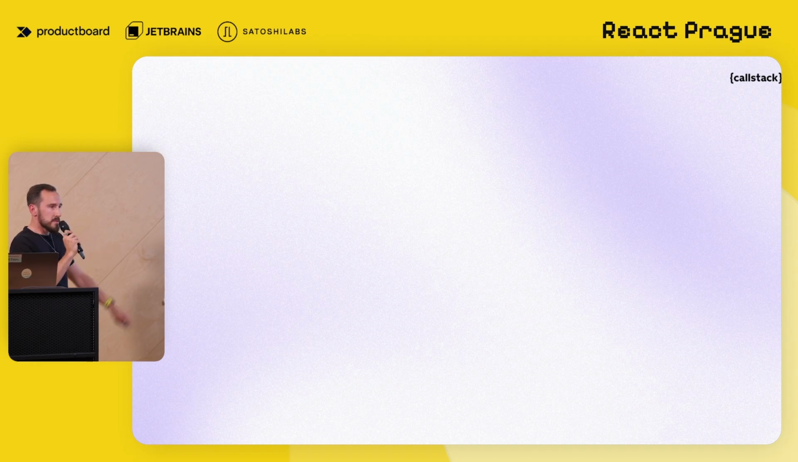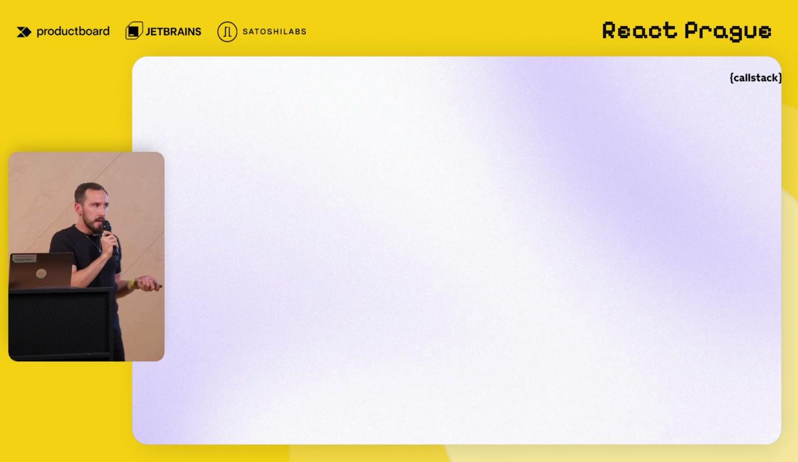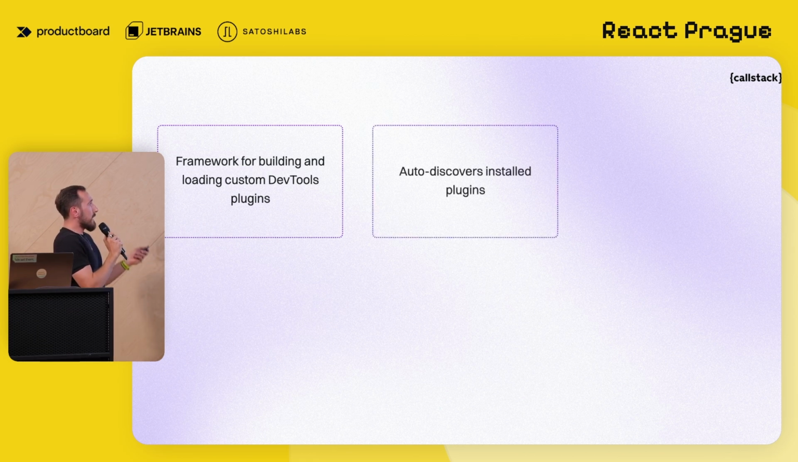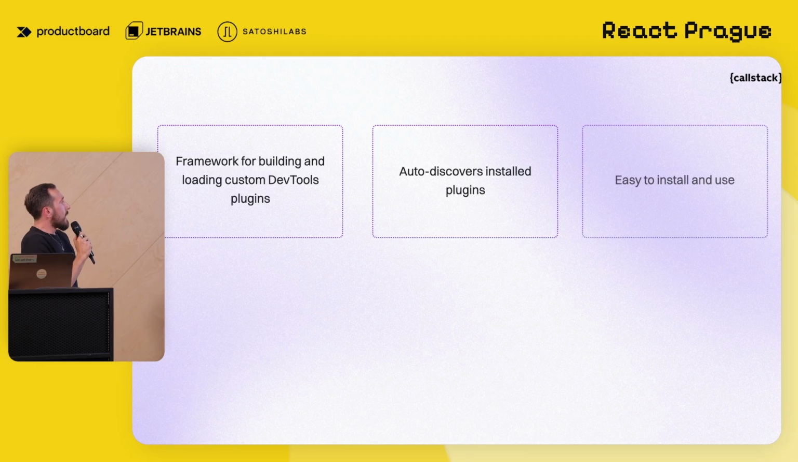Cool, this is not a bug, this is expected. Now I want to go through what rosenite exactly is. I already told you that this is a framework for building and loading custom DevTools plugins. It also auto-discovers installed plugins. So a plugin in the rosenite world is basically an npm package. You install this npm package, usually you do a simple change in your code, and then voila, it works. Installing plugins is super easy. Technically, you just run React Native DevTools, and all the plugins are automatically there for you to use.